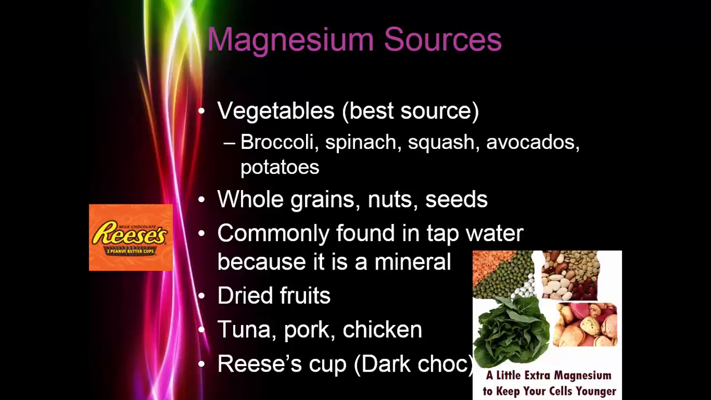Your sources of magnesium: vegetables are probably your best source. We've got those listed here. You've also got your whole grains, nuts, and seeds. It's commonly found in tap water because it's a mineral. It's also found in dried fruits, tuna, pork, chicken, and Reese's cups. So it is actually found in dark chocolate. There is a direct relationship between magnesium, potassium, and calcium, and you can see when we were talking about what they do, how a lot of them are kind of similar. And this is important because only 1% of magnesium is found in the extracellular fluids.